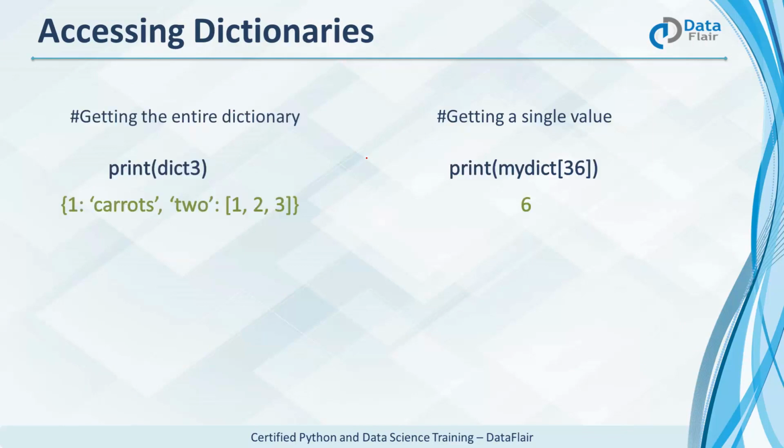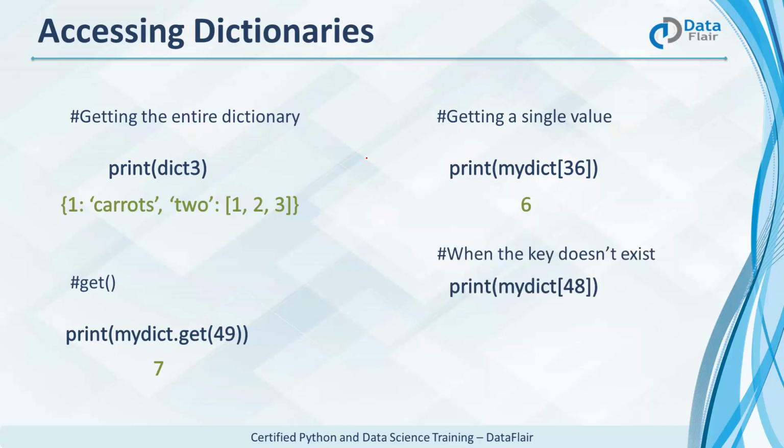To get a single value, index the dictionary using the key. The get method gets the value for a key in the dictionary. The value for 49 is 7. And when we try using indexing to access the value for a key that does not exist, it raises a key error. But if we do this with the get method, it gives us none.